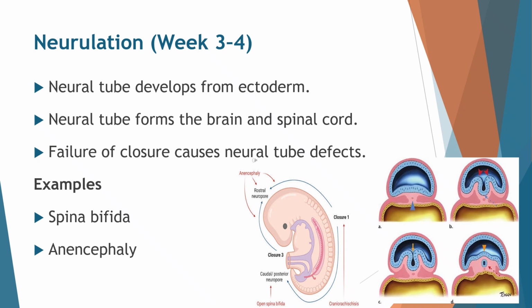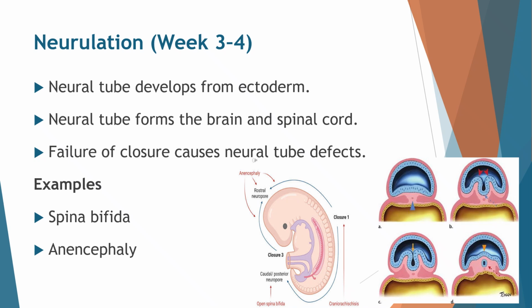But what happens if the neural tube does not close properly? If the neural tube fails to close, it leads to conditions called neural tube defects. These are congenital abnormalities that occur during early pregnancy. Two important examples are shown on this slide. The first is spina bifida.